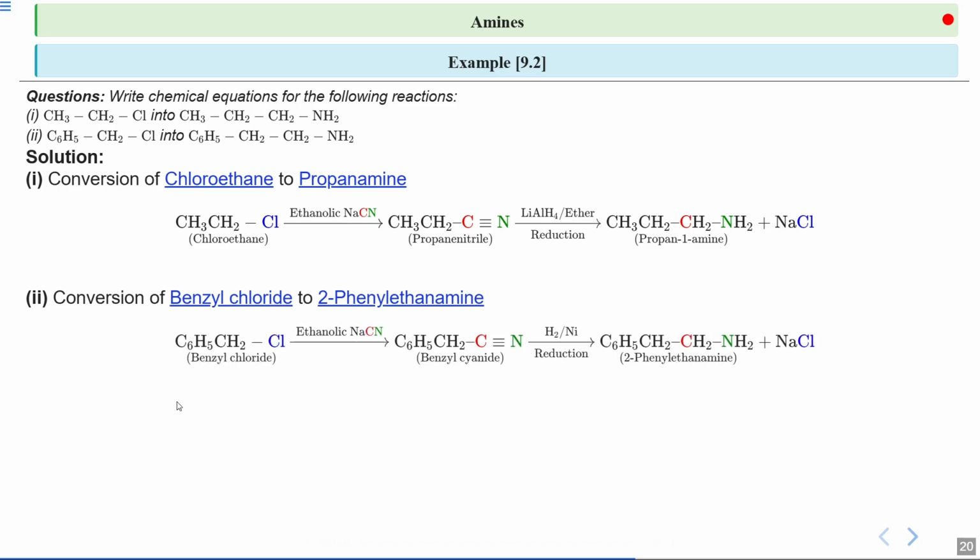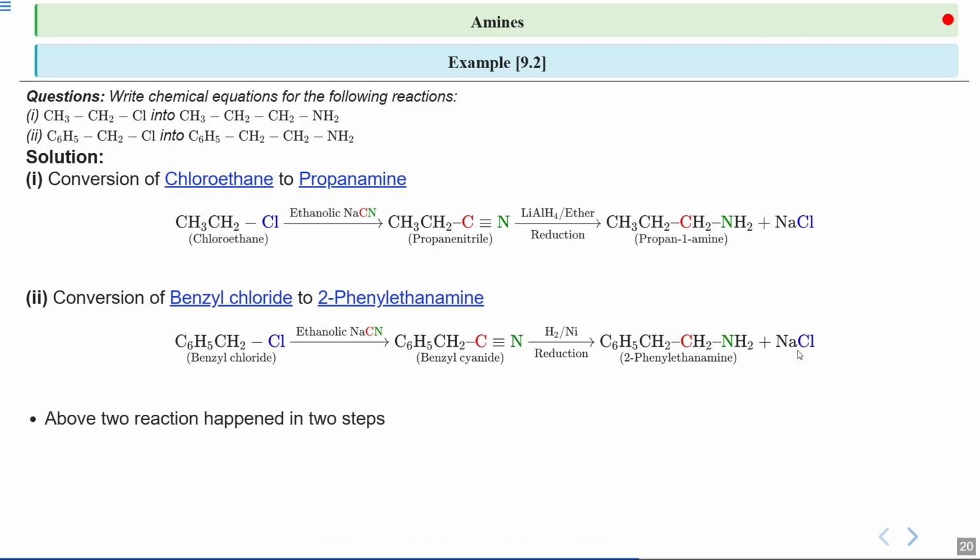So if you see here, we have benzyl chloride. When you treat it with ethanolic sodium cyanide, it forms benzyl cyanide, where this chlorine atom is replaced by this C triple bond N, a cyanide group. And then we reduce this nitrile using hydrogen gas in presence of a catalyst like Ni, and it gives 2-phenylethylamine, and we get NaCl as a byproduct.